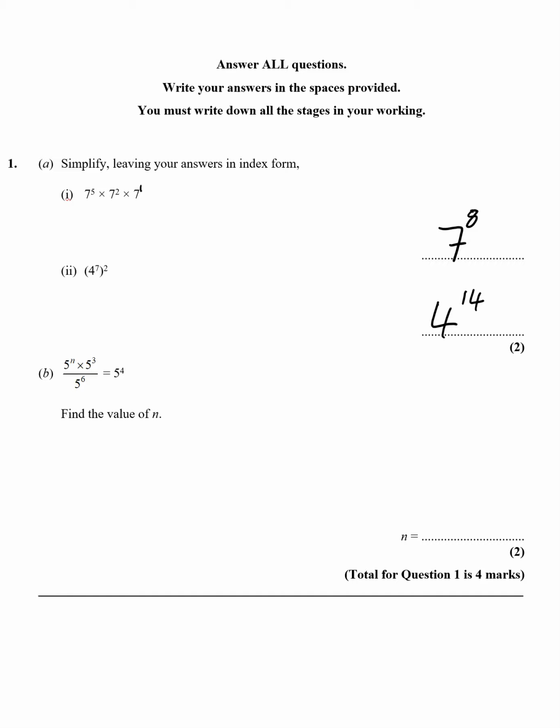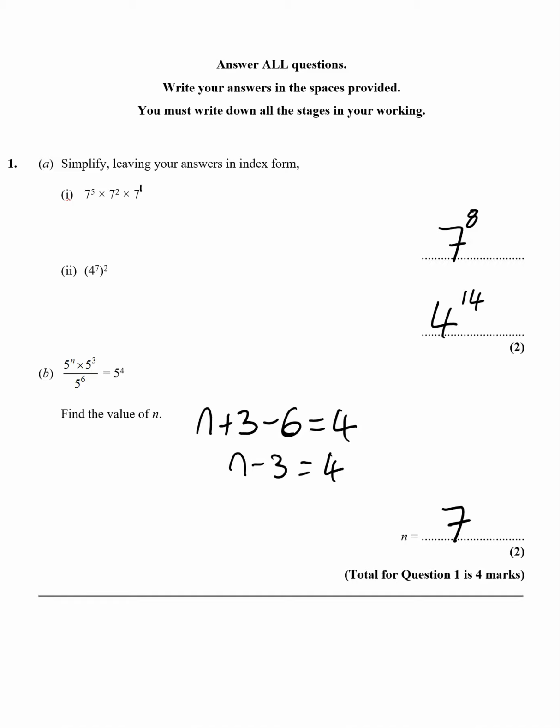And then we've got everything in base 5, and we need to work out the n. So we can do n plus 3, because it's divide, take away 6, and that is all equal to 4. So we're just looking at the powers there. So that is n minus 3 equals 4. So actually n is 7.